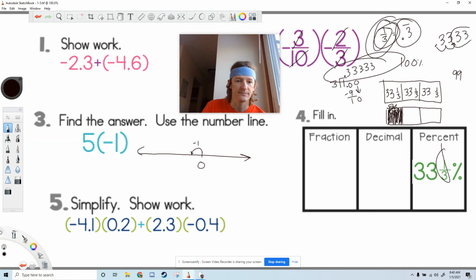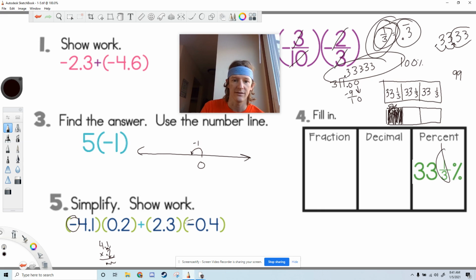Number 5. Order of operations says we need to multiply these 2 things before we can add them together. So you need to do -4.1 times 0.2. So 4.1 times 0.2, just like so. At the end, make sure you move your decimal 2 times over, because we have one decimal place once and a second time. And your answer for this side is going to be negative, because we have only 1 negative. It's not like the opposite of the opposite we had at the top.